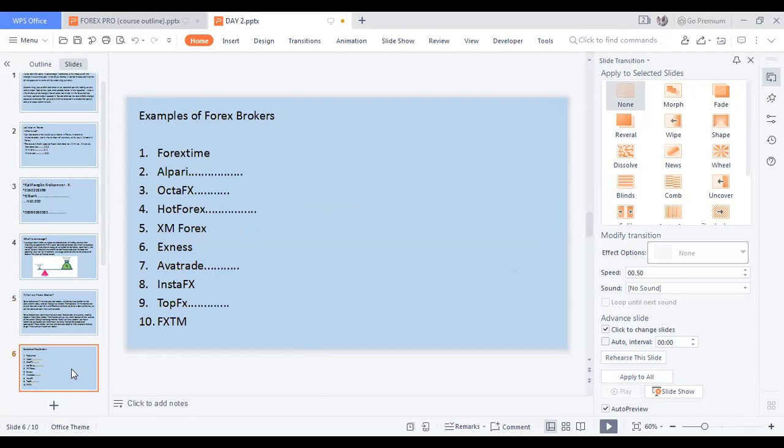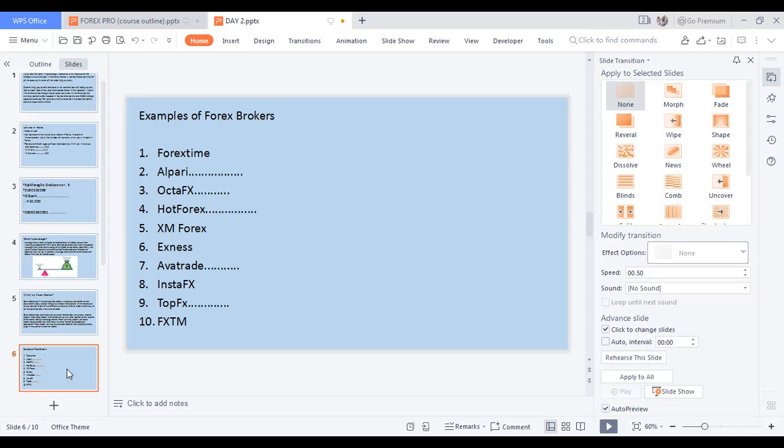Examples of forex brokers are Forex Time, Apari, OctaFX, XM Forex, XNES, Avatrade, InstaFX, TopFX, FXT. Are you seeing that? Now, class, OctaFX is very, very wonderful.